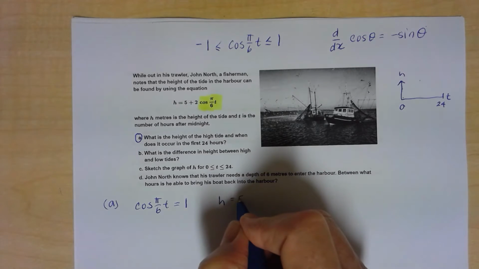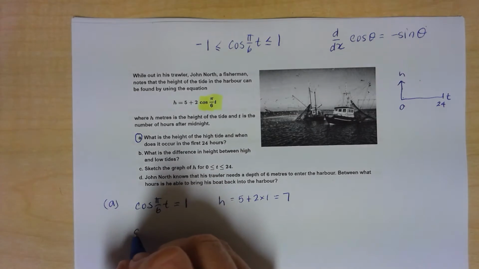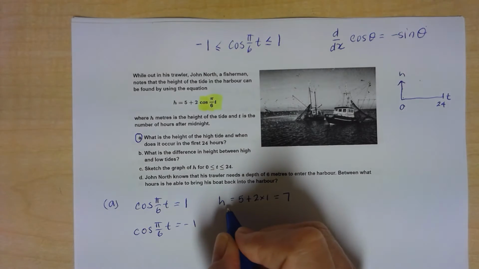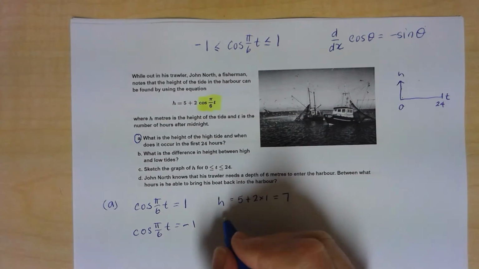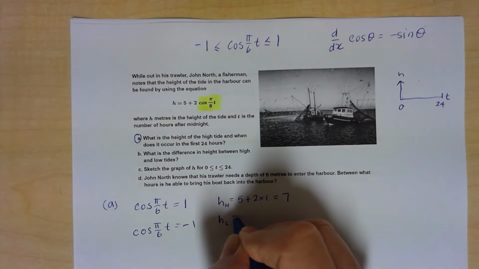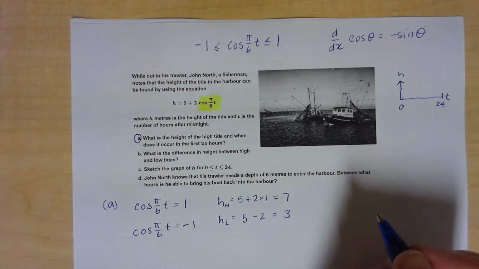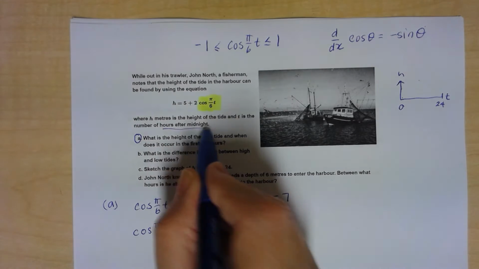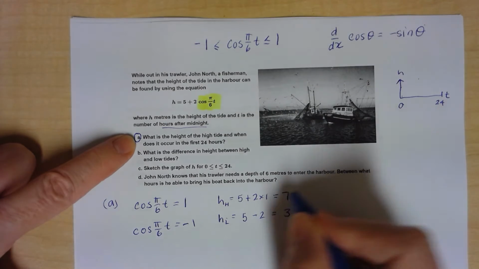So the height is going to be 5 plus 2 times 1, which is 7. And the lowest tide, even though it doesn't ask for that, I'm going to put it anyway. When this is -1, the lowest height is 5 minus 2, or 3. So I know that's high tide, and that's low tide. The t is hours after midnight. So A says, what is the height of the highest tide? So there it is, 7 meters.